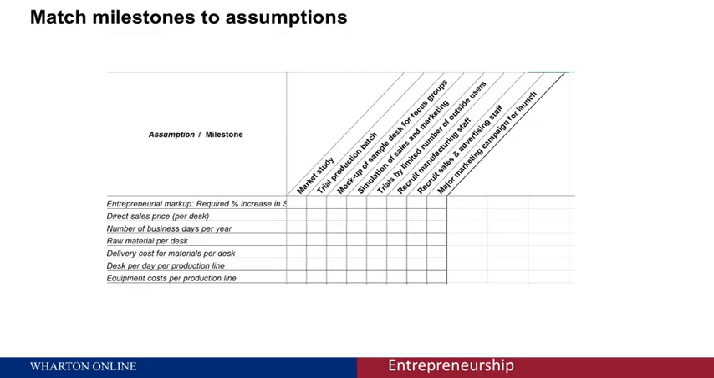And what you're going to do is match these two together by simply putting an X where a particular milestone tests a particular assumption. So assumptions might be tested multiple times. For example, we might test the raw material cost per desk when we do our trial production batch, and then we'll get more information when we do our mock-up, or even more when we start production. So you will narrow down the ranges of those assumptions as you get more information at each milestone.